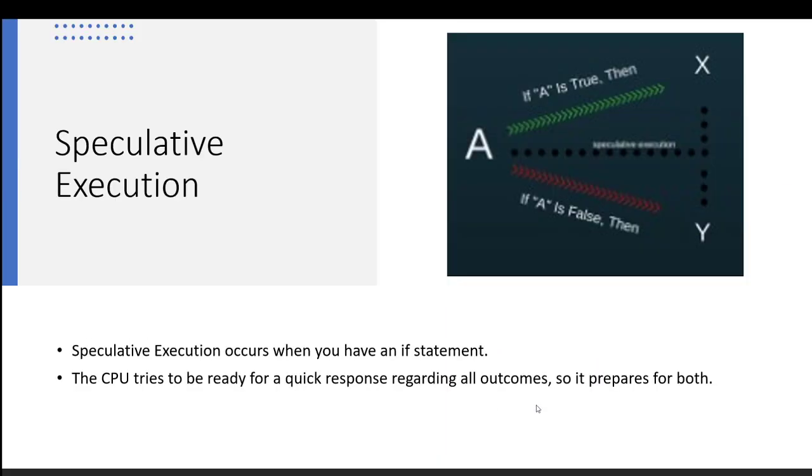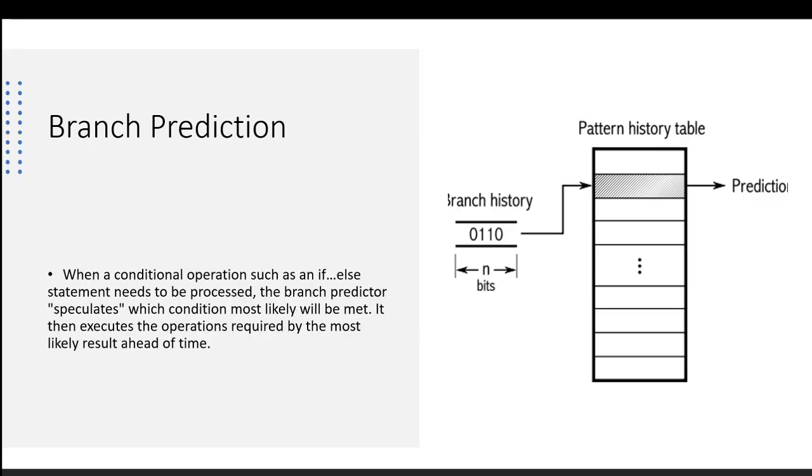So what is speculative execution? Speculative execution will occur when you have an if statement. Basically, the CPU tries to be ready for the outcome that it thinks might happen, so it'll prepare for it, and that way it'll try to be faster. What about branch prediction? Branch prediction is basically the same thing. When a conditional operation such as an if-else statement needs to be processed, the branch will guess which one is most likely to be met, and it'll then preload everything going down that path.